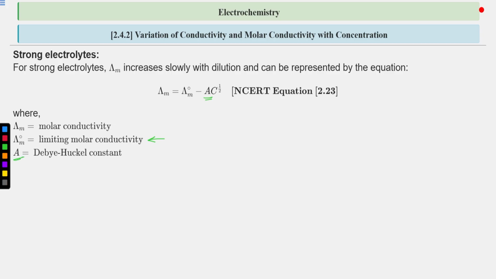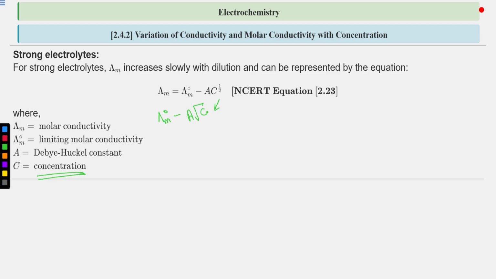Okay, A is also a thing. A here is a Debye-Huckel constant. Okay, this is a constant, and it has a name which is Debye-Huckel constant. And C is, of course, as I said, concentration. Okay, so this is under root of C. You can also write it as lambda m equals lambda m naught minus A under root C.